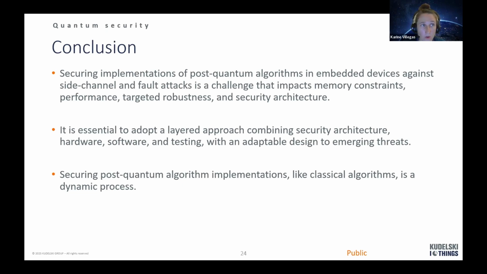It is essential to adopt a layered approach, combining different mechanisms at hardware level, software level, validation level, in order to be able to adapt the design according to the new threats. And the last point that I would like to share with you is that, in fact, securing post-quantum algorithm implementation is the same thing that securing classical algorithm. It is just more complex because of the complexity of the algorithm, but it shall remain a dynamic process.